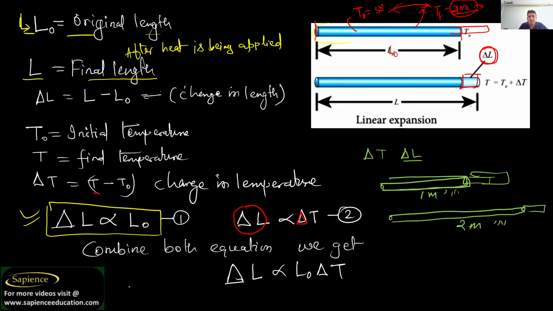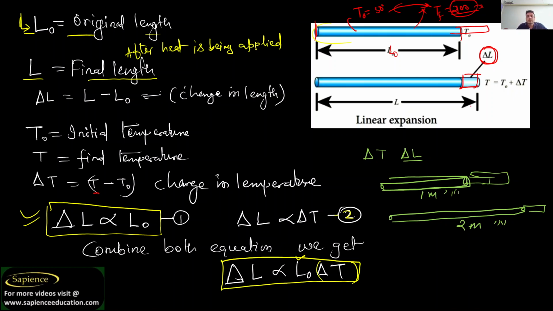So basically if you combine these two equations, what will you get? If you combine equation number 1 and equation number 2, you will get that change in length is directly proportional to the original length as well as the change in temperature. I hope this is clear now.